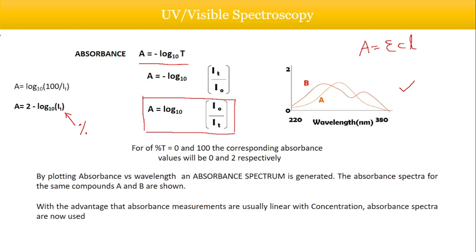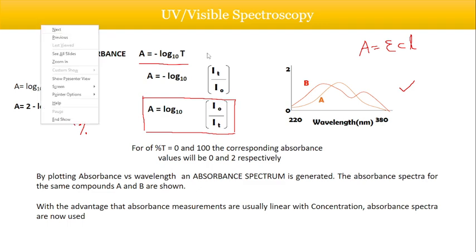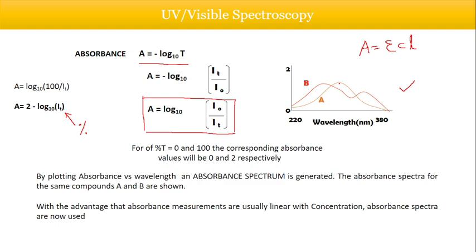From here we can tell that A is absorbing at somewhere around 320, and then you are getting another absorbance at say 350 to 360, whereas B is showing an absorption at around 280, like that. So here you can comment from the absorbance spectrum.